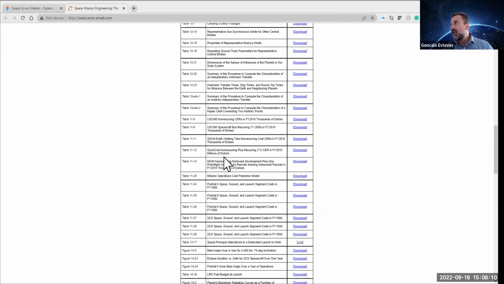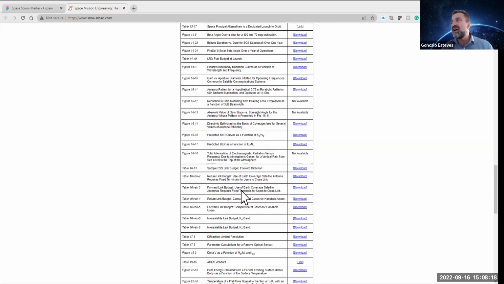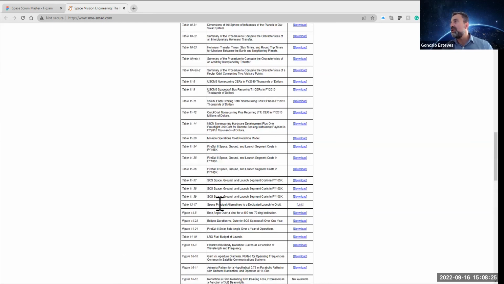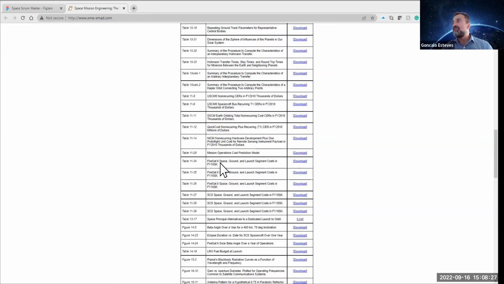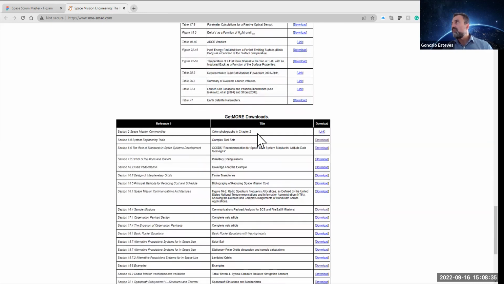You guys can come in here. The one that I've used in my video was this one, the Mission Operation Cost Prediction Model. There is a whole array of things. Very, very interesting to use in terms of idea. The example in here is called the FireSat 2. It's just really, really cool, to be fair. Now, if we go down, in here, we also have links and downloads.